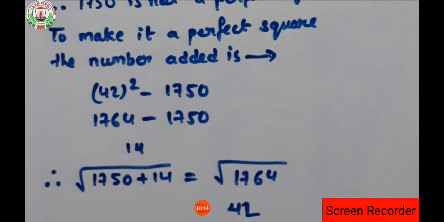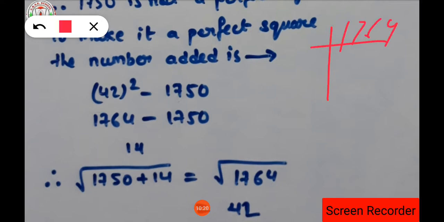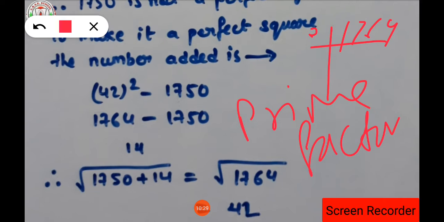Suppose if you forgot how to do this, you can easily find it by factorization, that is, 1764 divided by the prime factorization method. Either by the prime factorization method or by the long division method, you can find it.